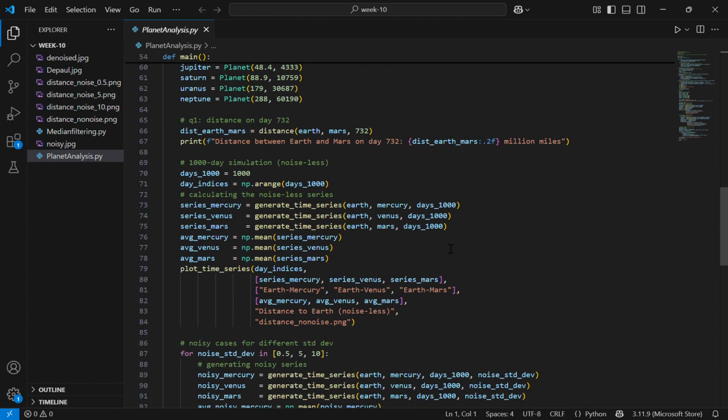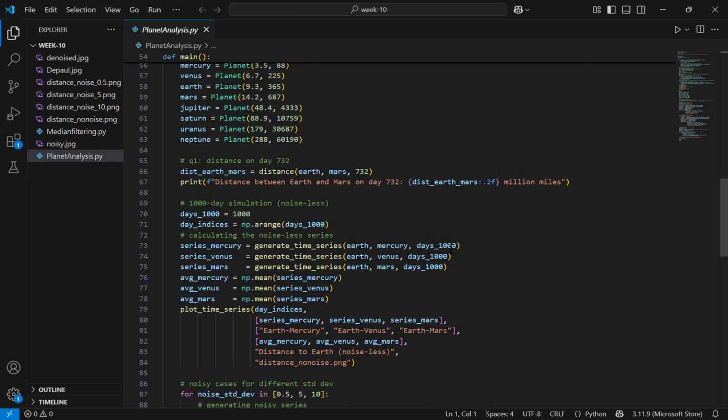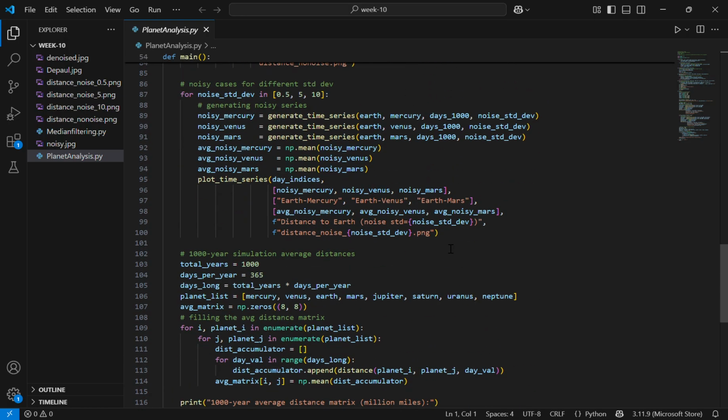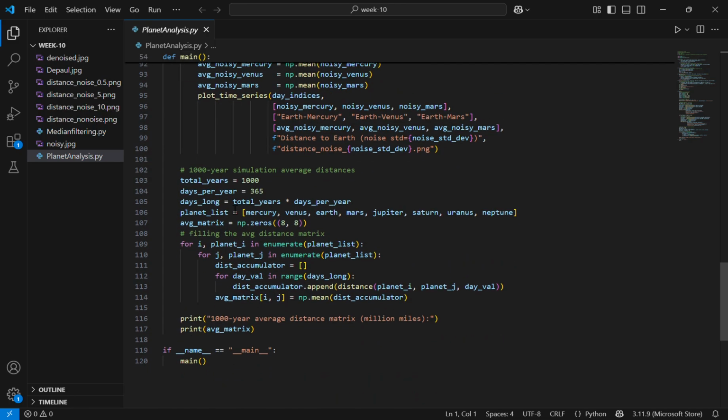So next question, briefly explain how you generate the 1000-day time series and their averages, and if there is a periodic pattern visible. So here it is, I can show you. I ran a loop from 0 to 999 days for the 1000-day values, and recorded Earth's distance to Mercury, Venus, and Mars. They draw the horizontal line, showing results in the plot with clear repeating waves, as each planet returns to a similar alignment in its orbit.